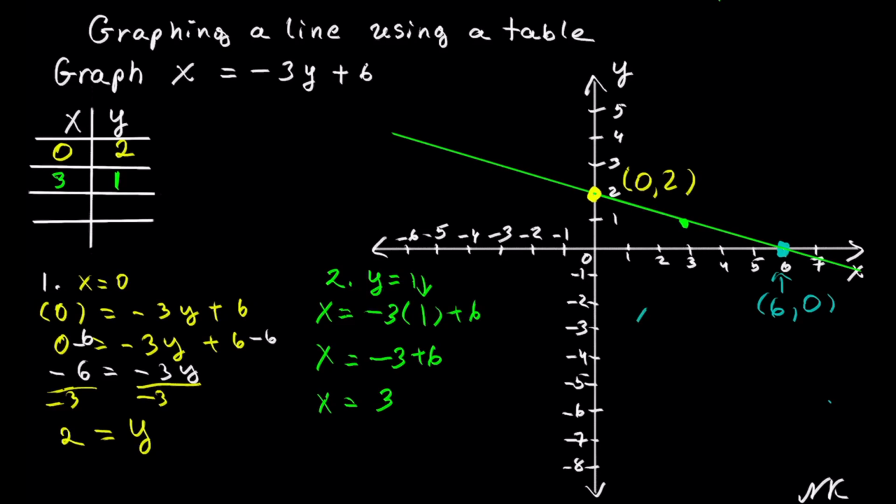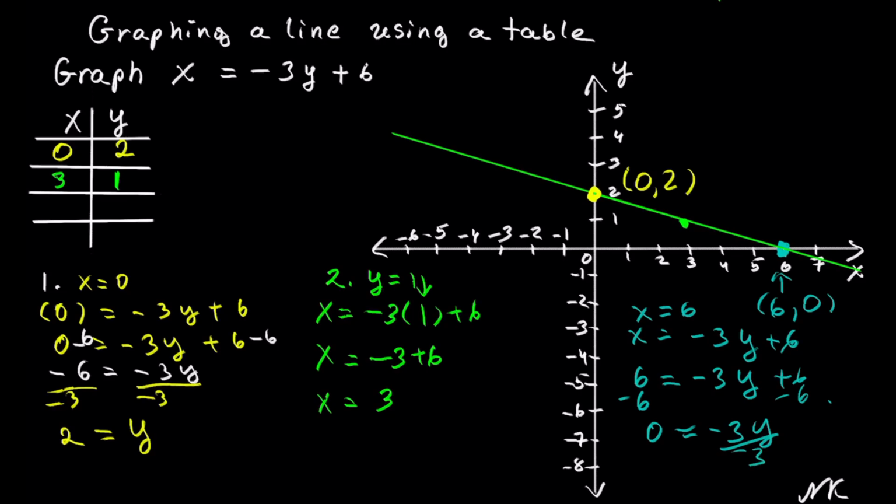So let's plug in x equals 6 and see if we get a true statement. The equation is x equals -3y plus 6, and we get 6 equals -3y plus 6. We can subtract 6 from both sides and we get 0 equals -3y. Divide by -3, and we get y is equal to 0. So when x is 6, y is 0.